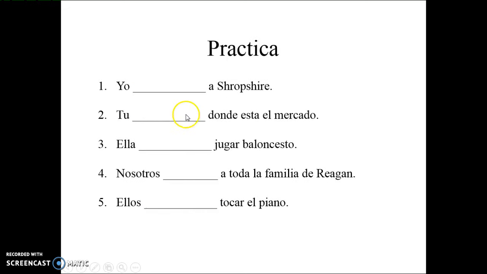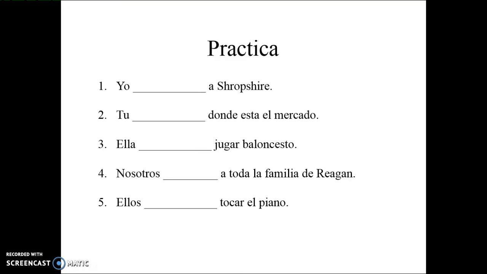Tú blank, ¿dónde está el mercado? You know where the market is, or where is the market? Is this a fact? Is this something that I don't know? Ella blank jugar baloncesto. She knows how to play basketball. Saber o conocer. Nosotros blank a toda la familia de Reagan. We know the whole family of Reagan, or Reagan's whole family. Ellos blank tocar el piano. They know how to play the piano. I'll give you a few minutes, or you can just pause the video.